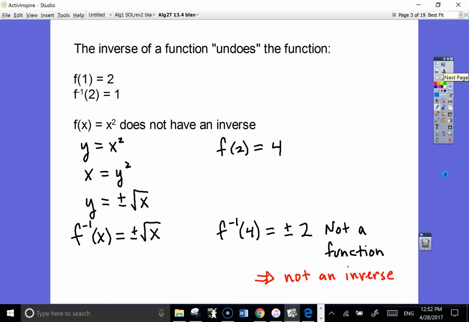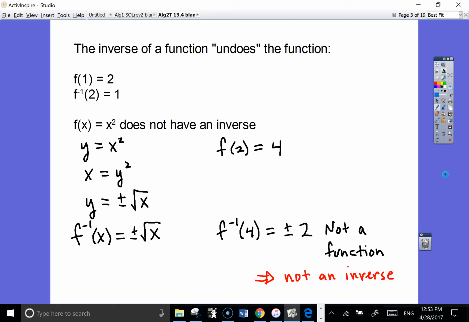But first, we have to review what an inverse is, right? We know that an inverse of a function has to exactly undo the original function. So if f of 1 equals 2, f minus 1 of 2 equals 1. And then we take something we dealt with before, like f of x equals x squared. We substitute y for f of x. We switch the x and the y. We solve for y.